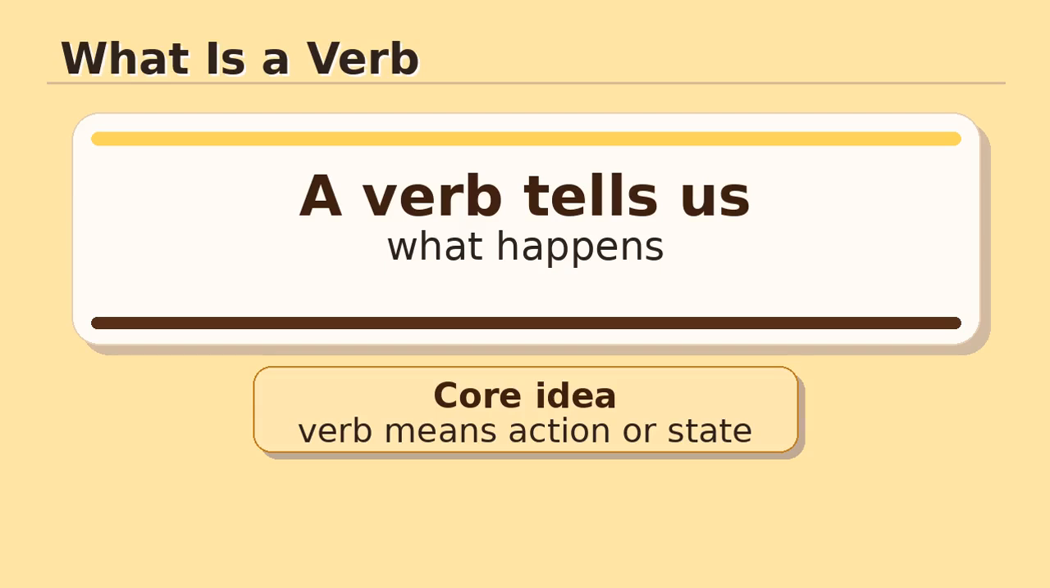A verb is a word that shows action, occurrence, or state. In simple words, a verb tells us what happens, what someone does, or what is true in a situation. That is why the core idea on the screen says that a verb means action or state. Once you understand that idea, it becomes much easier to spot verbs inside real sentences.